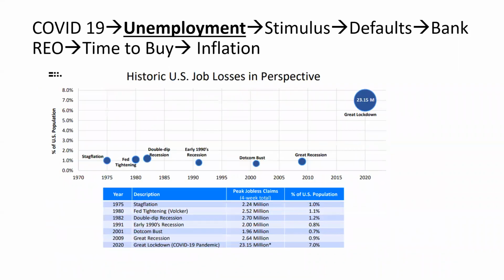And this is just putting it into perspective compared to the peaks of the last 5, 6 recessions, how many jobs we lost in such a short time. This is only a 1 month time frame, and 7% of the population has lost their job.